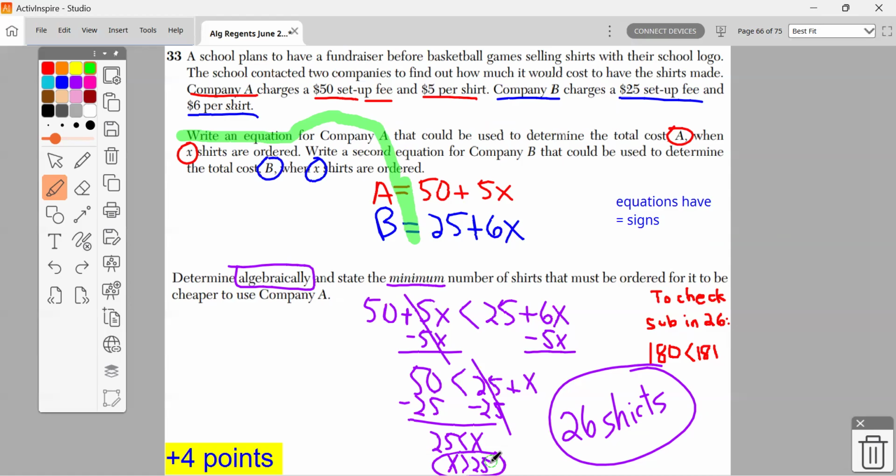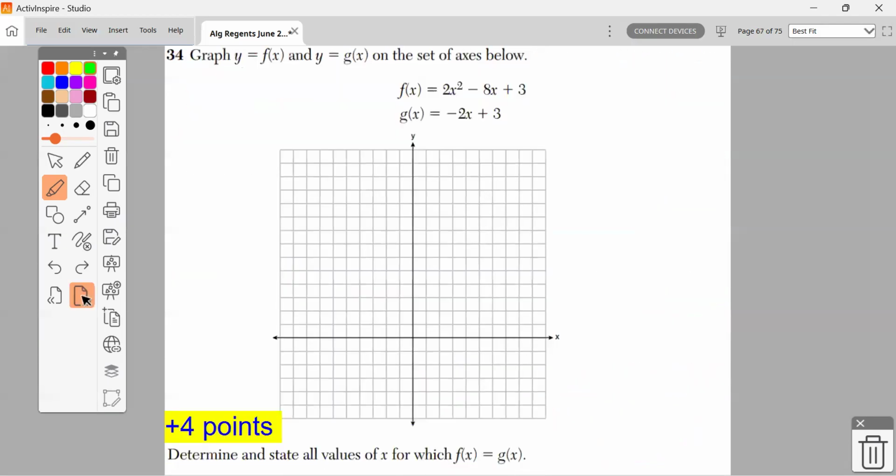The minimum number of shirts that must be ordered. Now, this is another tricky part of this question. Man, this question's hard. It doesn't say x equals 25. The next biggest number would be 26. So that would be the minimum number of shirts it would take. All right. You have to be very, very careful there. You could check this one by subbing in the 26 into here and here. You would get that company A is $180. Company B is $181. That's a very hard question.